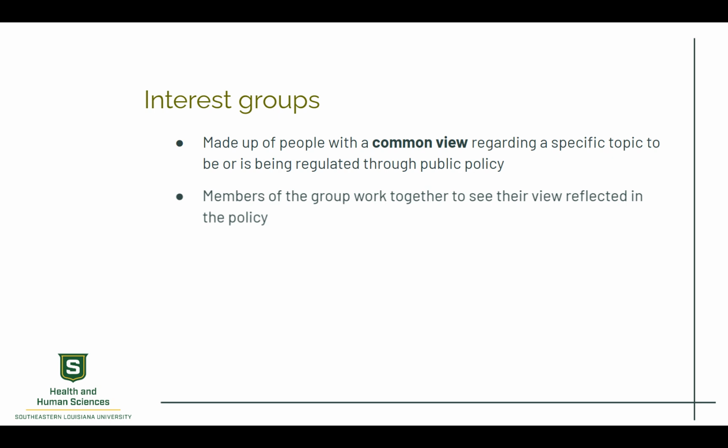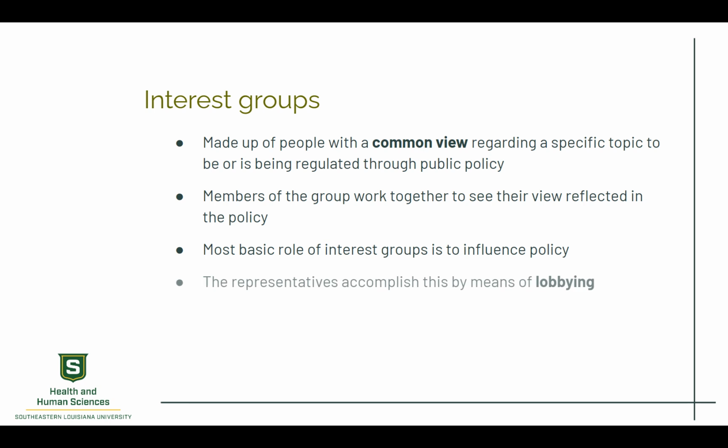So members of the interest group generally work together to make sure that their views get reflected in the law. And the most basic role of the interest group is to influence policy, in terms of playing a role in agenda setting, in rule making, and in formulation or modification, or trying to make sure that things go in their favor, or go along with the values that those interest groups hold. And they do this by lobbying.